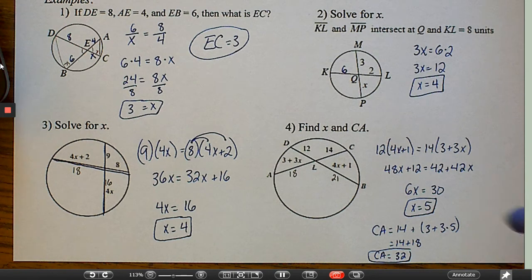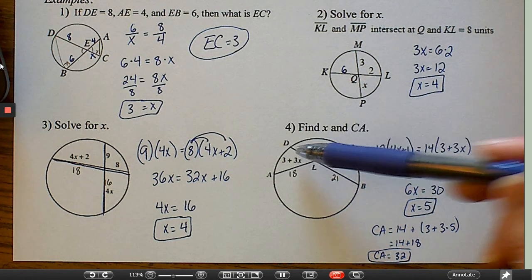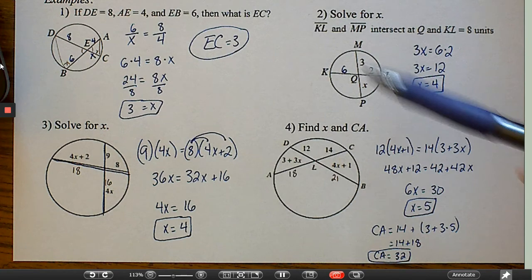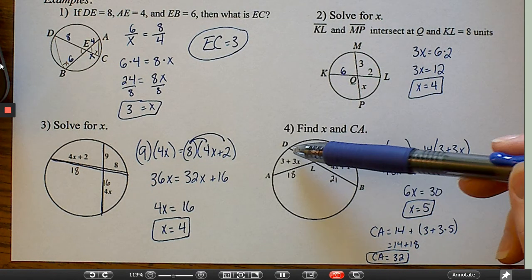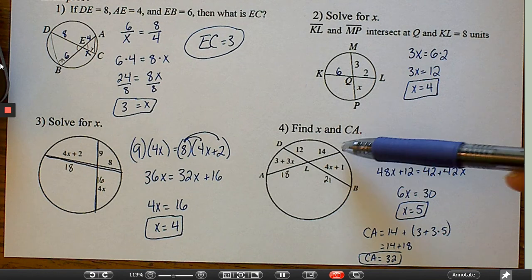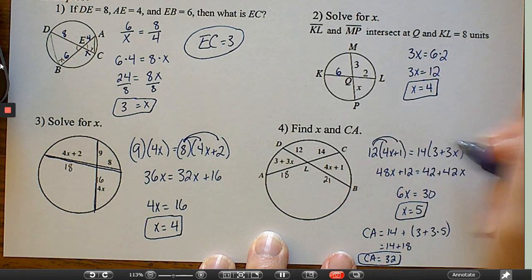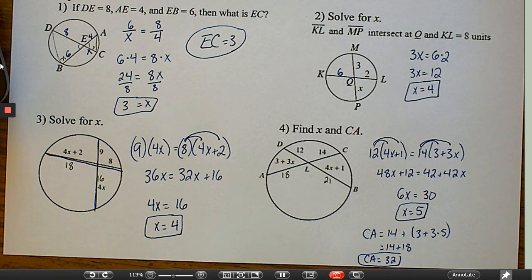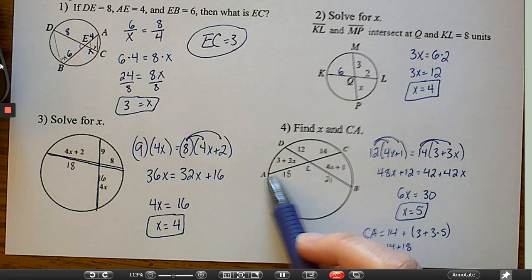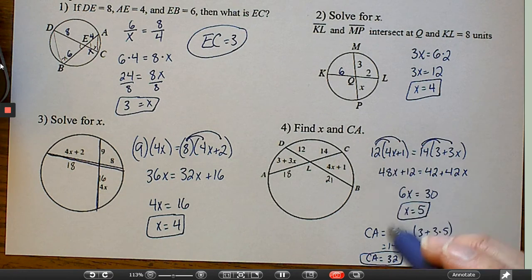For this number 4 down at the bottom, we want to find 2 things, both x and the length of this chord CA. So start by multiplying down the chords. 12 times 4x plus 1 equals 14 times 3 plus 3x. You would need to distribute and you get 48x plus 12 equals 42 plus 42x. Move some things around, 6x equals 30, so x is 5. By plugging 5 back in for your x values, you get that AL is 18. So if you add 18 and 14, you get that CA is 32 in length.